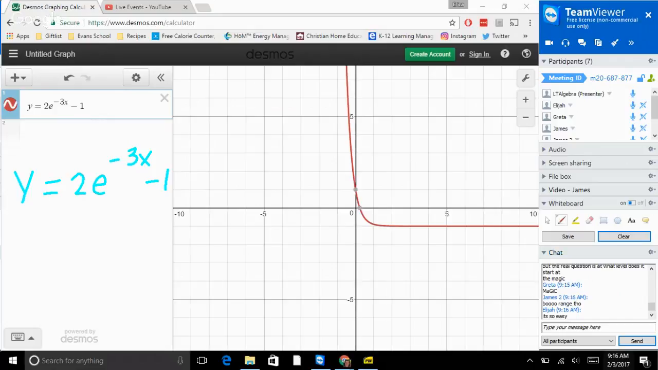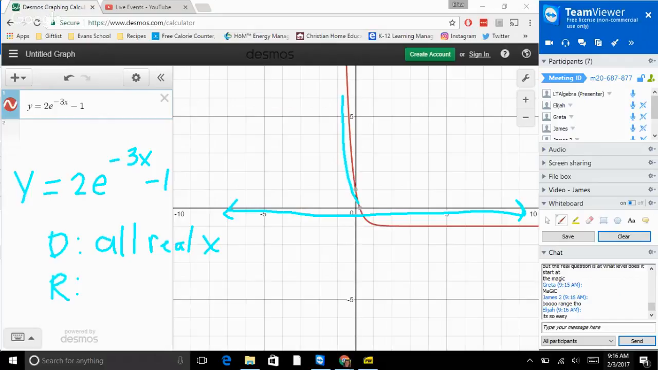Boo, range. It's not that bad. All right, domain is your x values, right? So this can be any x value, even though this increases really quickly here. If you zoom out far enough, you can get any x value. So our domain is all, I think it's all real x's. I forget how we even say that. All real x values or all x or anything like that. Basically, any x value, right?